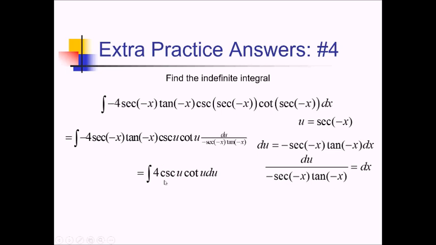Now the antiderivative of cosecant cotan, that's just going to be negative cosecant, so this is going to be negative 4 cosecant of u plus c. And then I'll just replace u with secant of negative x to get my final answer.